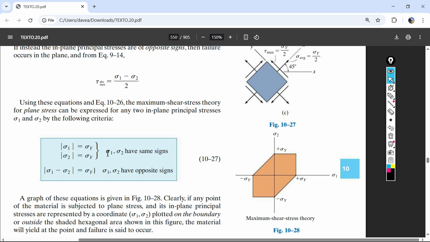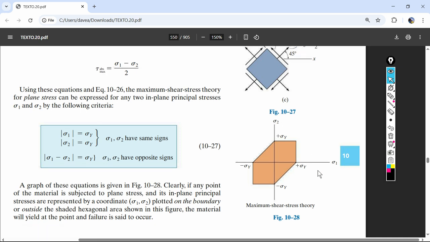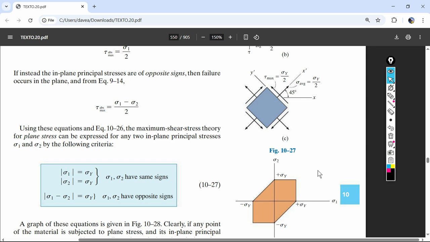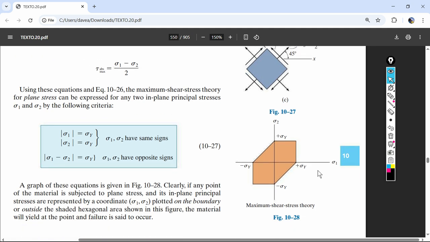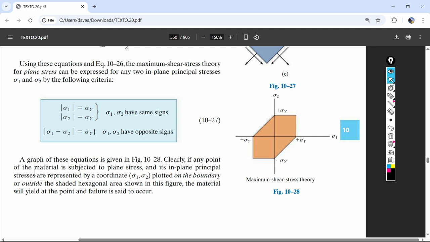This is an equation for two principal stresses. If we know the two principal stresses, I might as well just read this. So yeah, this is graphically what's going on. A graph of these equations is given in this figure 10-28.